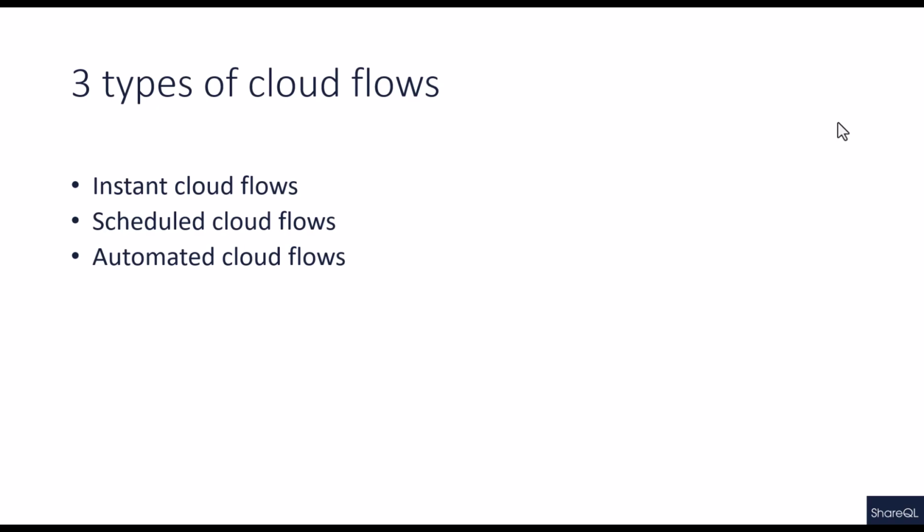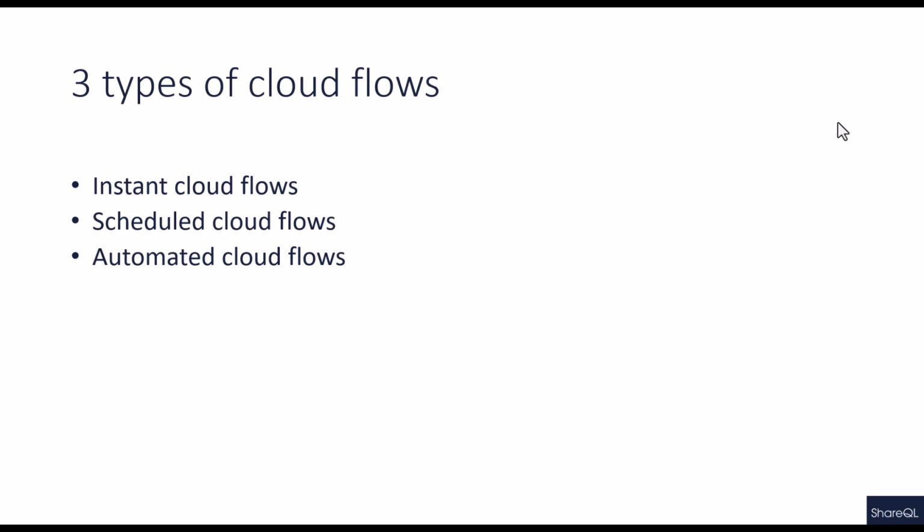The second type is scheduled cloud flow. Scheduled cloud flow means the flow starts by itself, so you can schedule the workflow. You can say, I want my flow to start every Monday at 4 a.m., for instance.